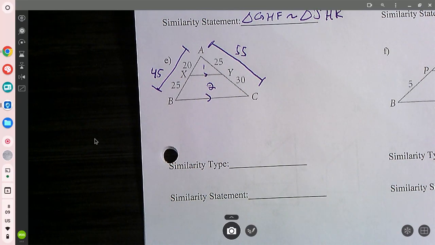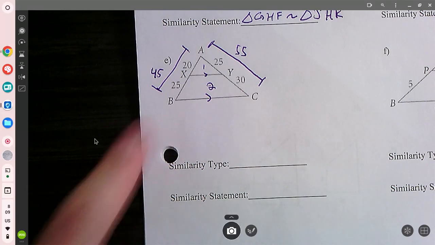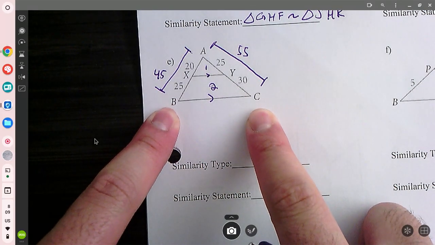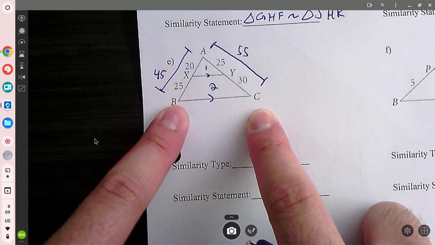Which angles can we say are congruent to each other? Oh, XB is congruent to YC, but then AB is congruent to AC. We're on angles now. Those are sides. Angles? B and C? B and C are congruent. No, B is an angle and C is an angle. So angle B, angle C.